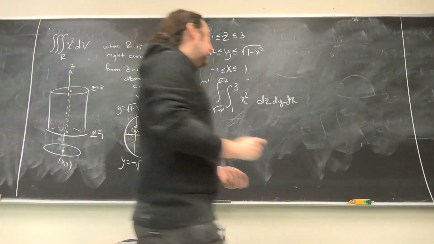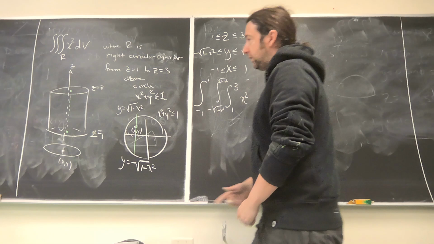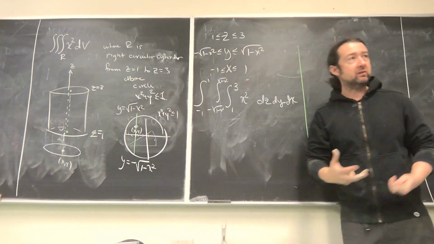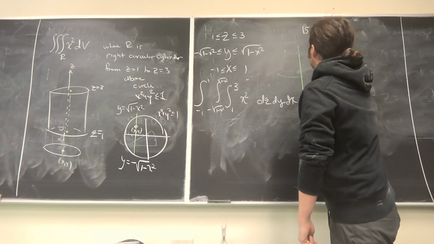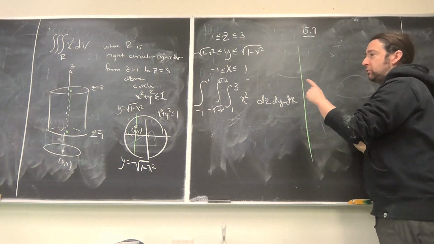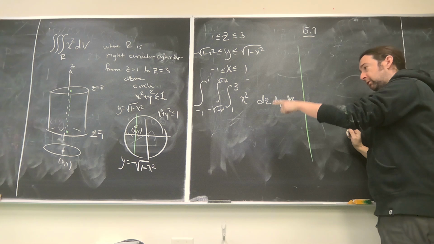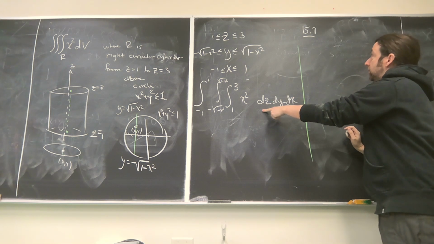So, when I have domains that are naturally thought of as cylinders, I need a coordinate system that reflects that. So this is 15.7. We're going to build this coordinate system, and then we're going to go back and reevaluate this integral. I'm going to rebuild the integral with respect to cylindrical coordinates.